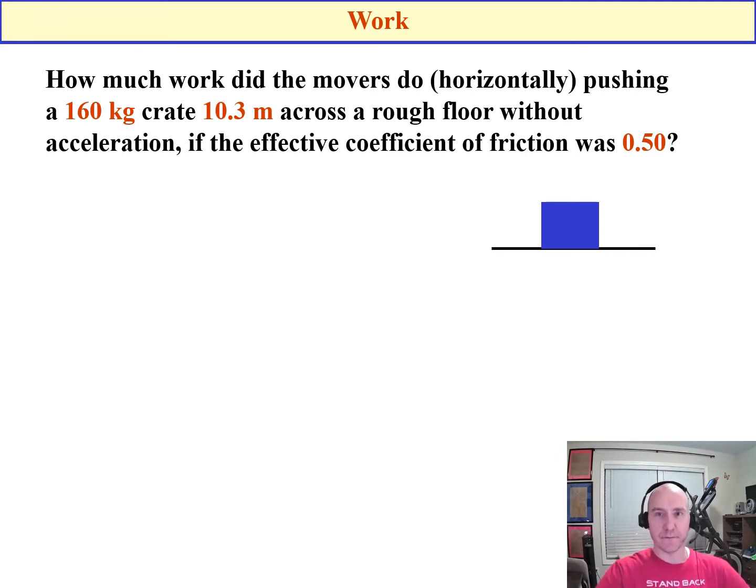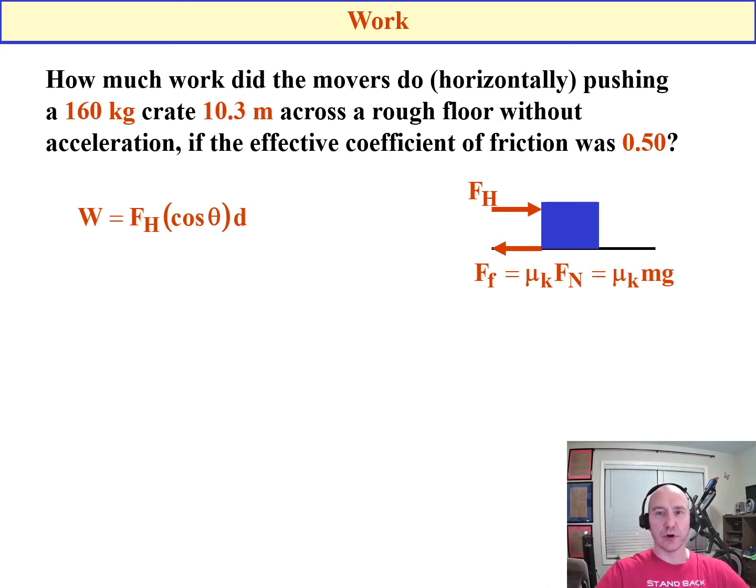We start with our free body diagram. We have the forces acting on this object: a forward force that the movers are applying, the backward force of friction, the upward normal force, and the downward force of gravity. We can use Newton's second law to figure out the force the movers are pushing with. That's going to be equal to the force of friction, the coefficient of kinetic friction times the normal force. Since we're dealing with a horizontal surface, the upward normal force is equal to the downward force of gravity.